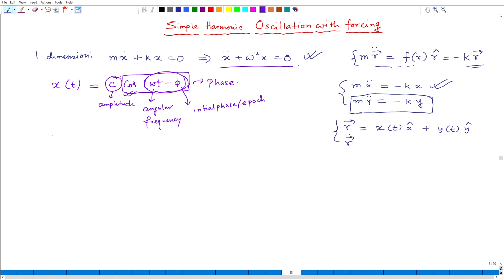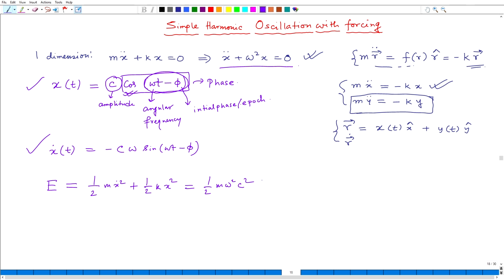Now, we also said that if we have this, then x dot will simply be equal to minus C omega sin(omega t minus phi), and from energy conservation we can write half m x dot square plus half k x square. You can show that in various ways, but for the first time I prefer to put in the solutions directly, and if you do, you will find this is nothing but half m omega square C square.